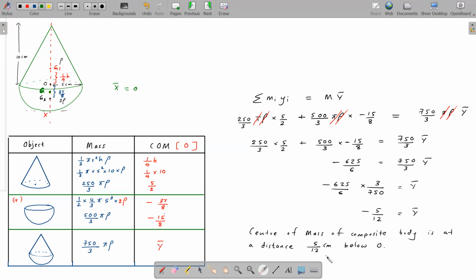Okay, so it's just the distance. And the negative mark is just giving you an indication of the direction here, because over here we have two directions to go from O. So because we considered O and we got a negative, it means your combined object has its center of mass below the point. Okay, so you can give this as your answer. Center of mass of composite body is at distance 5 over 12 centimeters below O. So that's what they need to see. All right. Okay, guys.